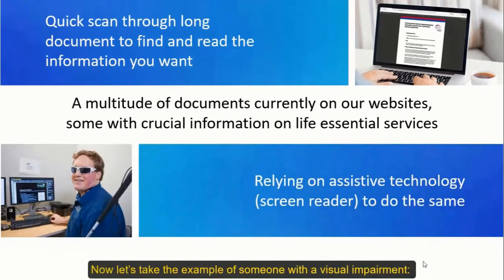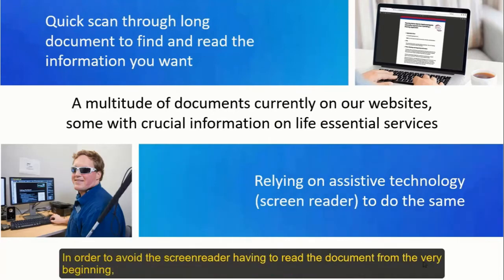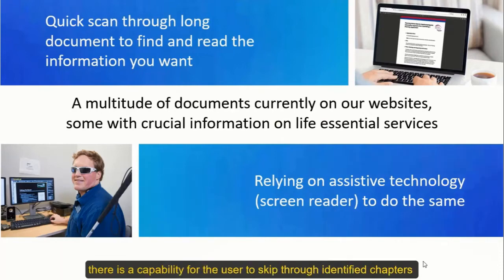Now let's take the example of someone with a visual impairment. They may rely on a screen reader, which is a bit of technology that will read out what is displayed on the screen. In order to avoid the screen reader having to read the document from the very beginning, there is a capability for the user to skip through identified chapters or headings to find the information they're looking for.